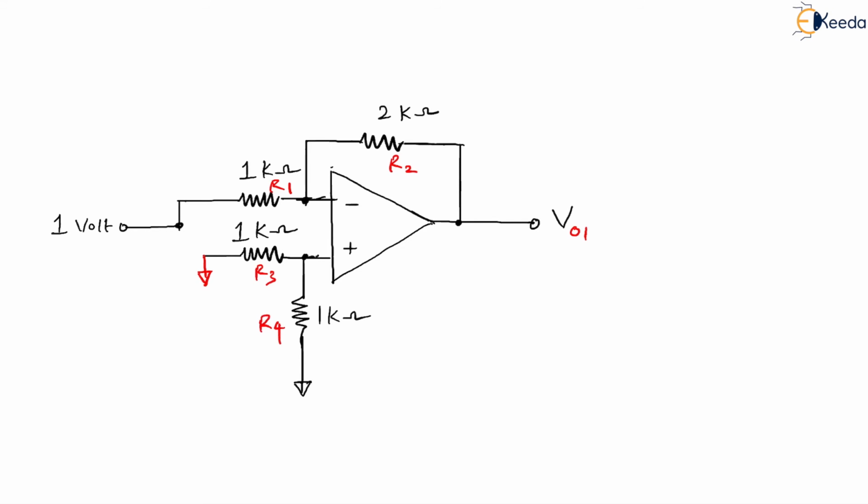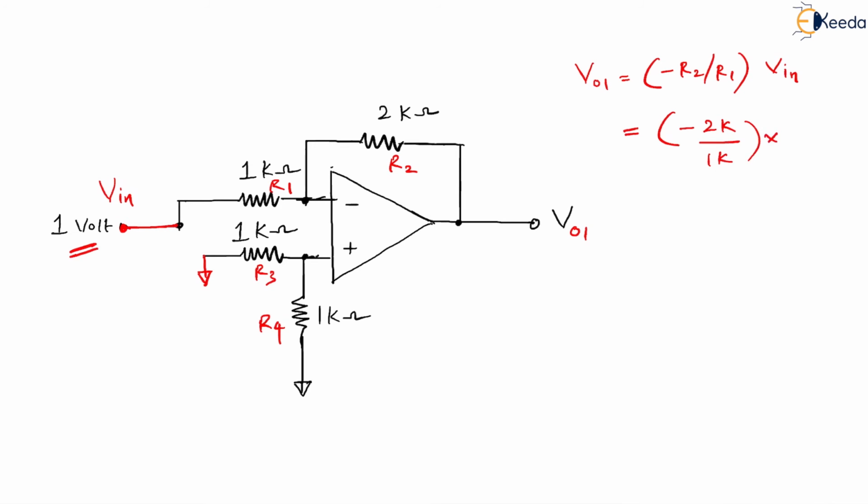So we know very well that in case of inverting configuration, the output voltage V01 is given as minus R2 upon R1 multiplied by whatever Vin is applied, and Vin has to be taken as this voltage, which in this case is 1 volt. So this is equal to minus R2, which is 2k, divided by R1, which is 1k, multiplied by 1 volt. So the k gets cancelled. What remains? V01 is simply minus 2 volt. I'm sure now you have understood how I calculated V01.